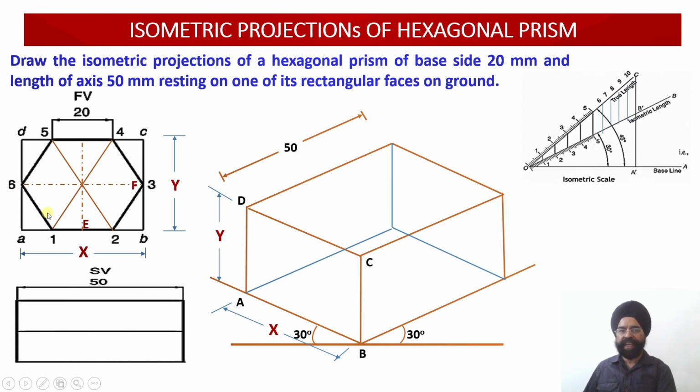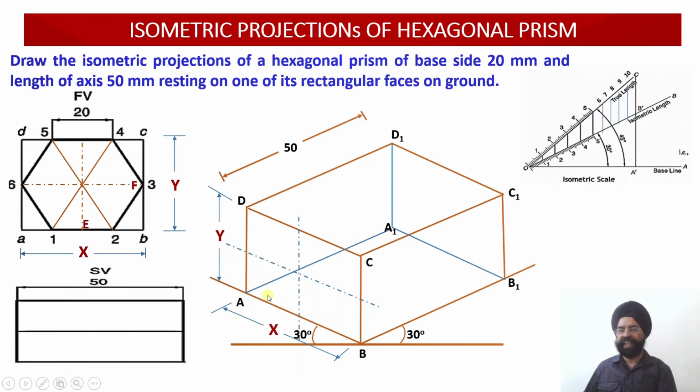Now on the front face, the 6 points of the hexagon will be located, and at the back face once again the 6 points of the hexagonal face will be located, and then the corresponding edges will be joined depending upon whether they are visible to the observer or they are not visible to the observer. So this is my back face, A1, B1, C1, D1. This is front face, A, B, C, D.